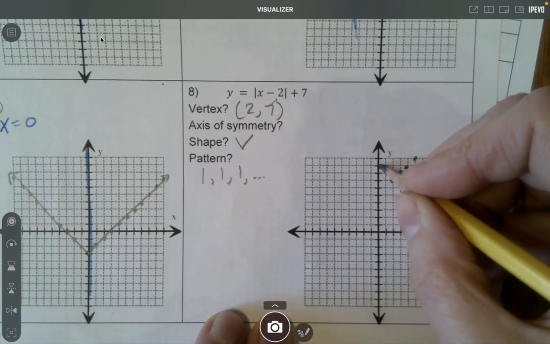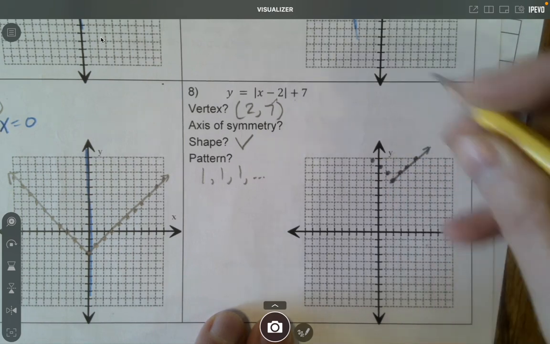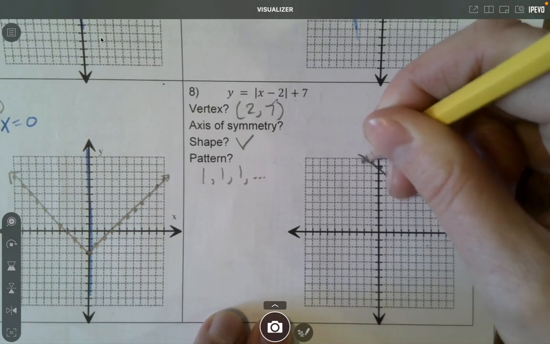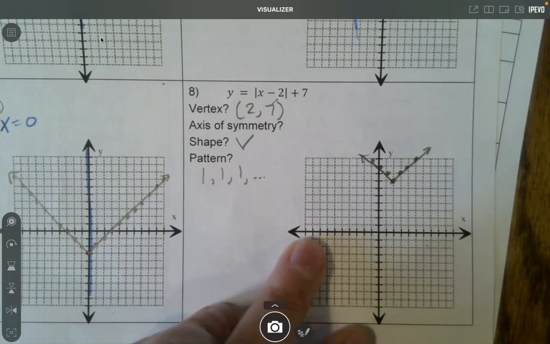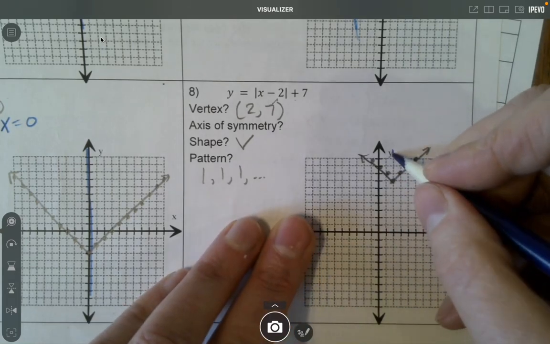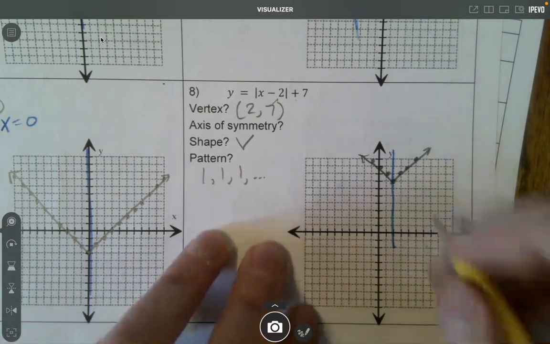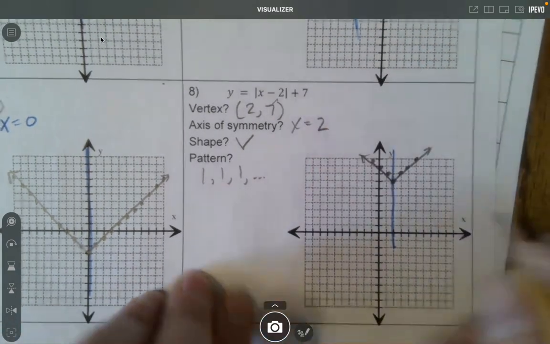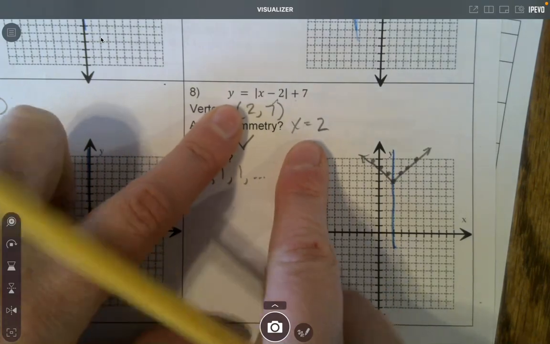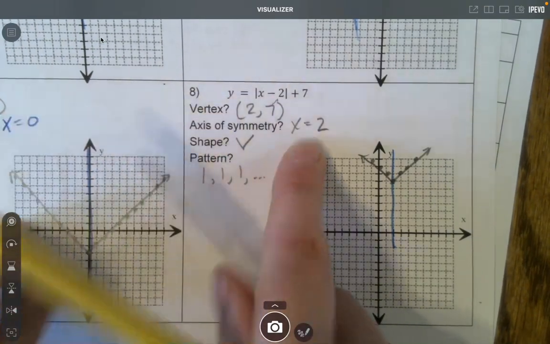So again, feel free to stop notes when you're watching them, and ask for clarification from a teacher. These are meant to be a resource for you, and you are still welcome to ask questions. So this one crosses at 2, x equals 2, which you kind of knew if you can figure out that pattern between my axis of symmetry and my vertex.